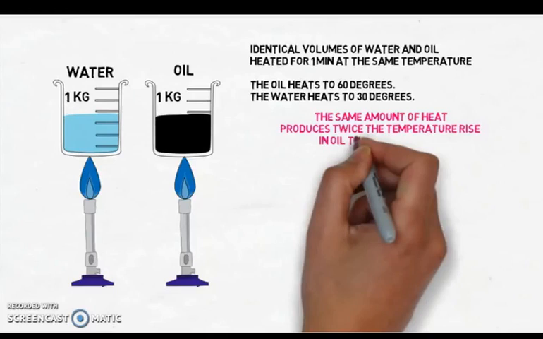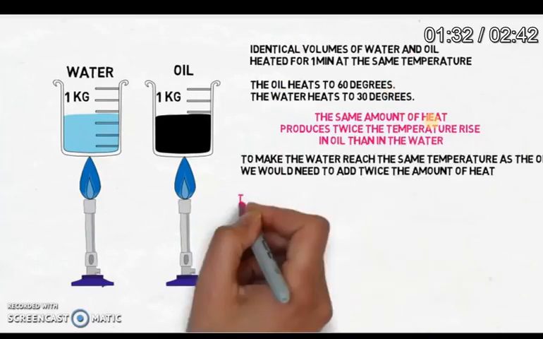Okay? So if you can read the information written here, it shows you that effectively for you to heat oil to 60 degrees Celsius, you actually use half of the amount of heat. Let's read the whole thing as it is. Identical volumes of water and oil heated for 1 minute at the same temperature. The oil will heat to 60 degrees Celsius, whereas the water heats to 30 degrees Celsius.